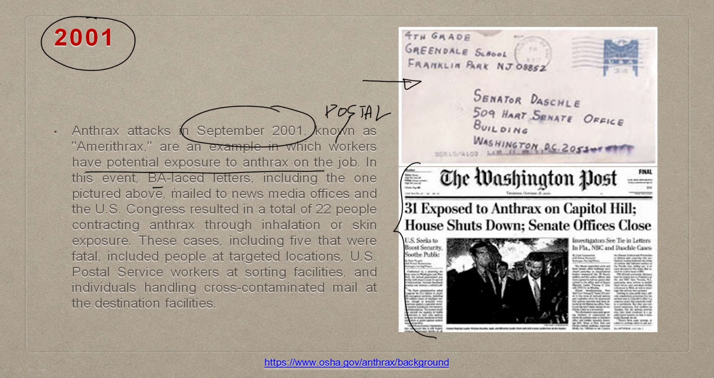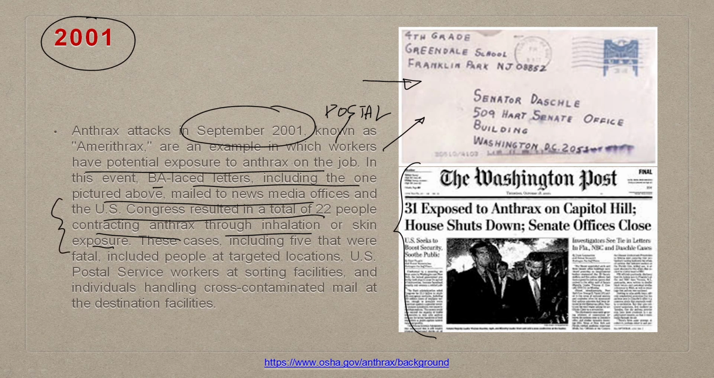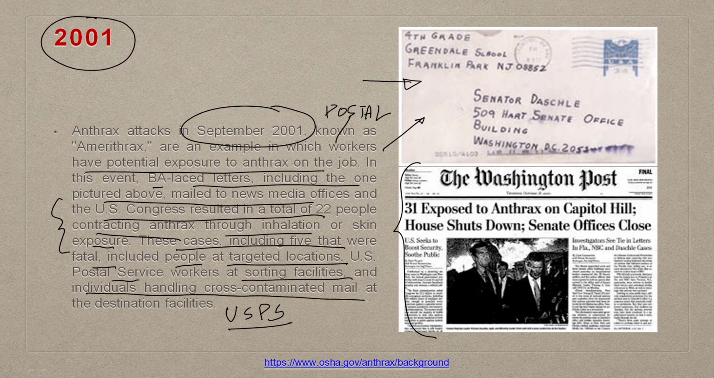BA or Bacillus anthracis laced letters, including one pictured above, were mailed to the news media and US Congress, resulting in 22 people contracting anthrax through inhalation or skin exposure. And we'll talk about these different kinds of exposure in the subsequent slides. And these cases, including 5 that were fatal, included people at targeted locations, the US Postal Service, which is commonly known as USPS, at the sorting facility, and individuals handling cross-contaminated mail at the destination facility.